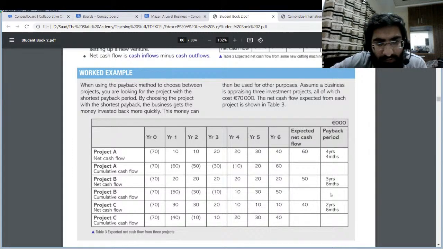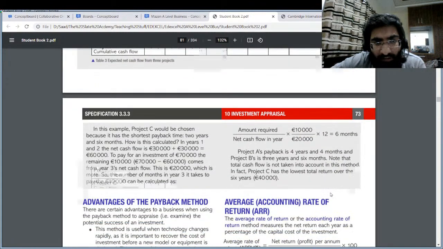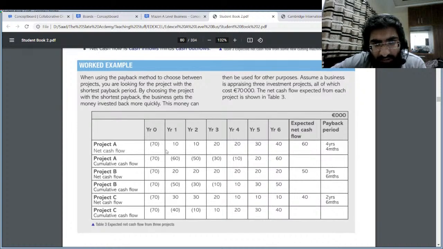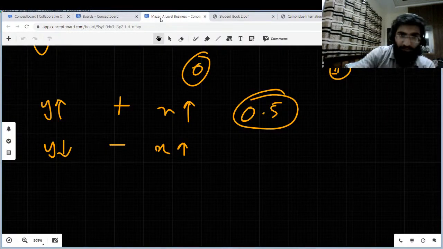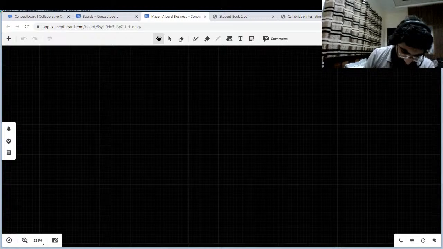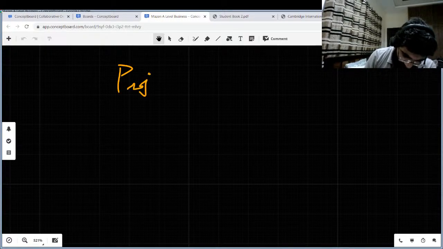So this table, did you calculate the cash payback method for this one? Let's quickly do it for a couple of these. Do you have your book open with you? For project A, just give me the cash outflow or inflow at the end of each year. Just the cash flow.